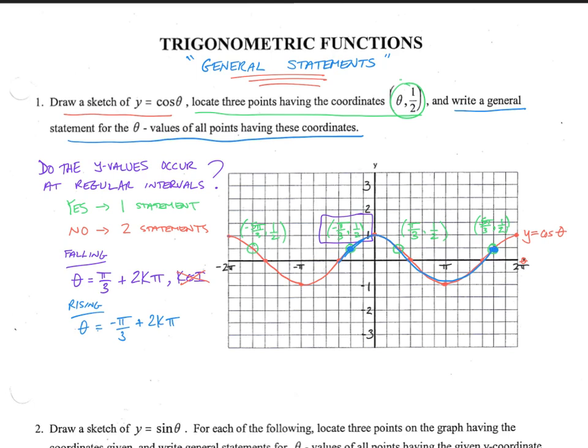With both of these statements combined, I have now taken into account every possible case on my cosine graph that would have a y value of a half. So this is still pretty new to us, and we're starting to build on this. So what I want to do is I want to now take a look at problem 2.